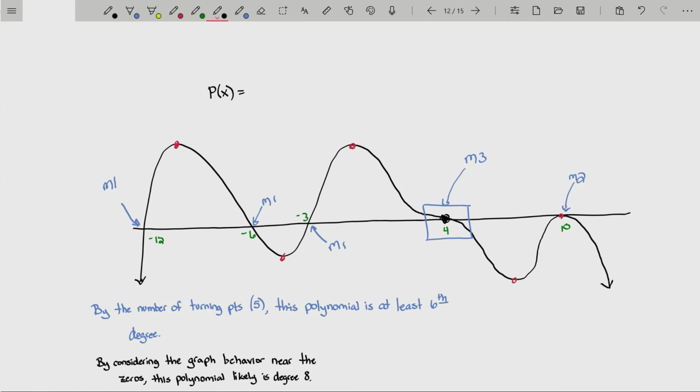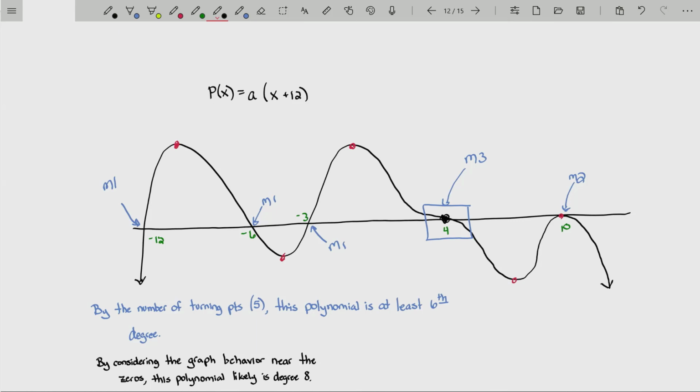I happen to know that this polynomial will have some type of lead coefficient, which I'll just call a for now. And it has a 0 at -12, so I know that x minus -12, or x plus 12, must be a factor. Again, that's from a previous video, I think the one right before this.